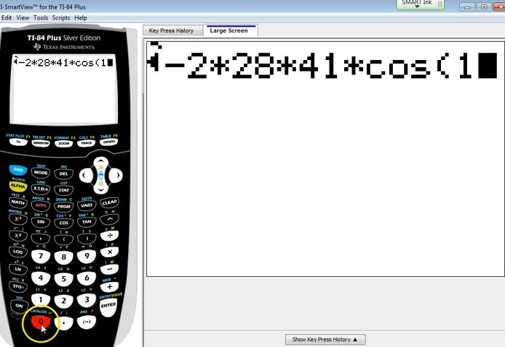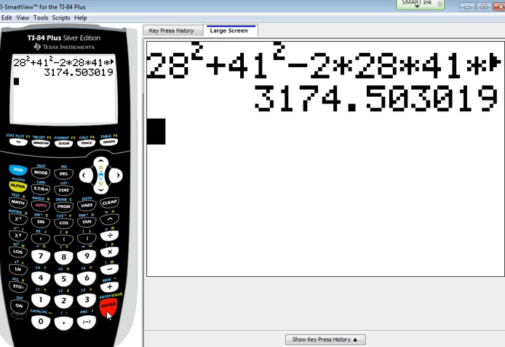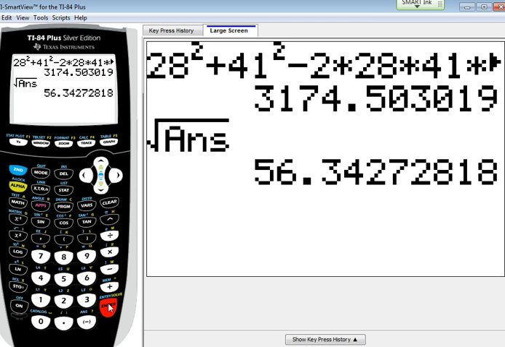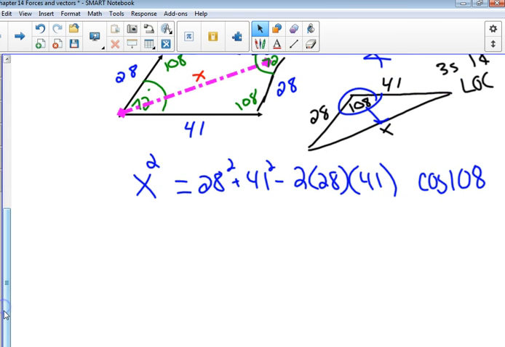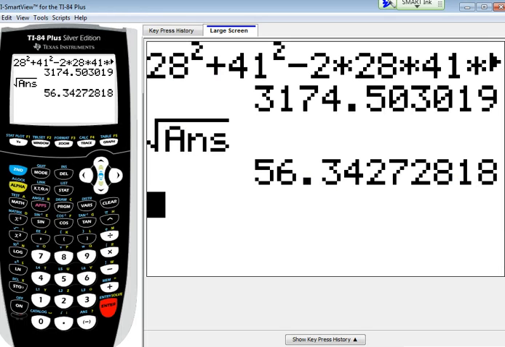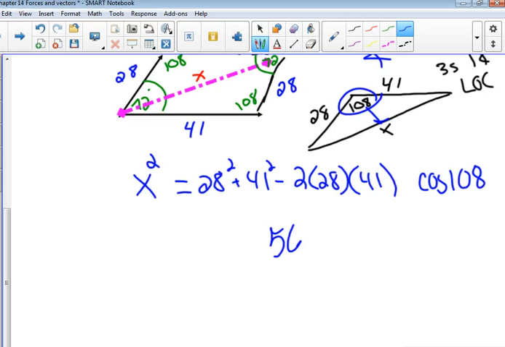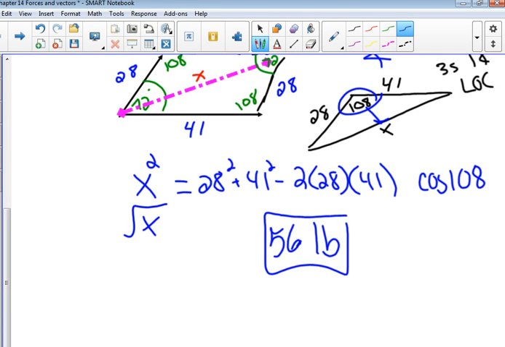What do we round to? Oh, yeah, nearest pound is the nearest whole number. So just make sure at the end you remember to take your square root to get x. Did you get it? Yeah, that's what I got. So nearest pound would be, yep, whole number, so 56. 56 pounds. Make sure you remember to get rid of that x squared by taking the square root.